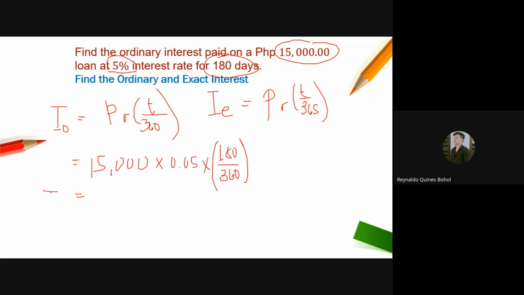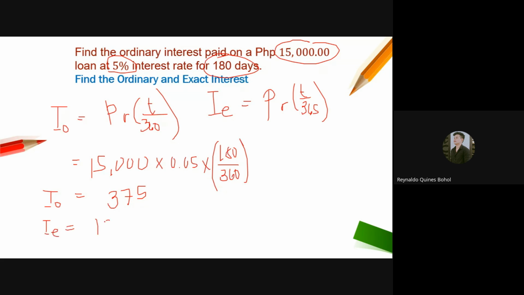So what is our IO, guys? What is IO? 2 decimal places. $375, brother.